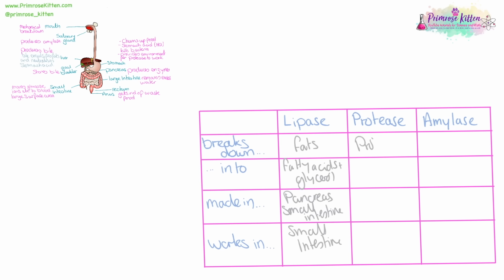Protease breaks down proteins into amino acids. It is made in the stomach, pancreas, and small intestine, and works in the stomach and small intestine.